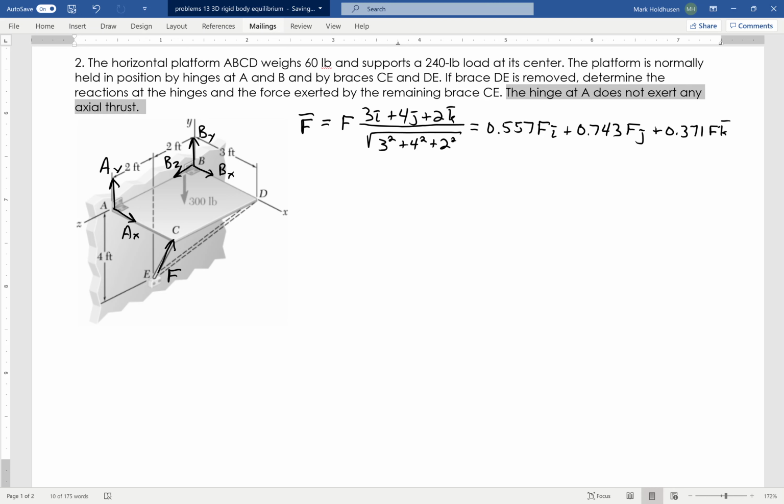All the other forces are pretty straightforward, so I think I can go ahead and start writing my force equations. So in the X direction, I've got AX and BX, then I've got the 0.557 times F, and that's all I've got in the X direction. In the Y direction, I'm going to have AY and BY.